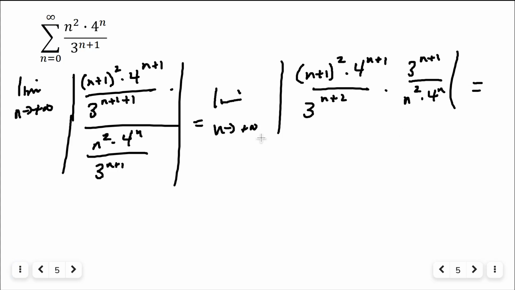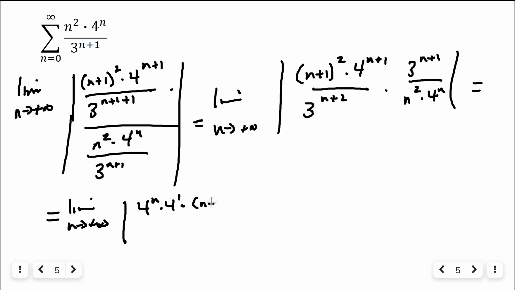Now we've got to try to algebraically clean this thing up. Let's take a look. We're going to try to gather some things together here. Well, we were in this same scenario a minute ago: 4 to the n plus 1 over 4 to the n. So let's take the 4 to the n plus 1 and rewrite it as 4 to the n times 4 to the 1.